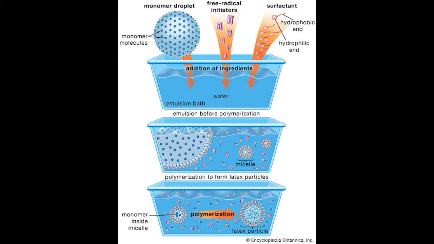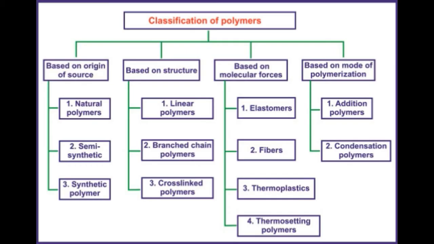Now let's see how the polymers are classified. Polymers are classified in 4 different ways: based on the origin of sources, based on the structure, based on the molecular forces, and based on the mode of polymerization.